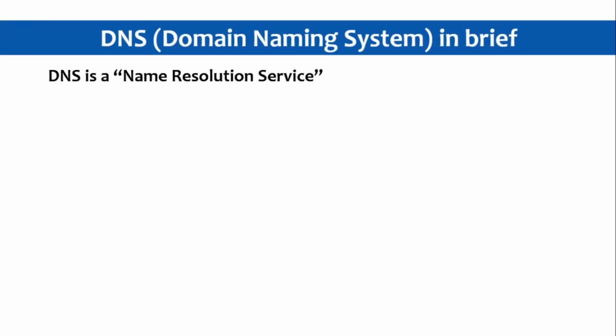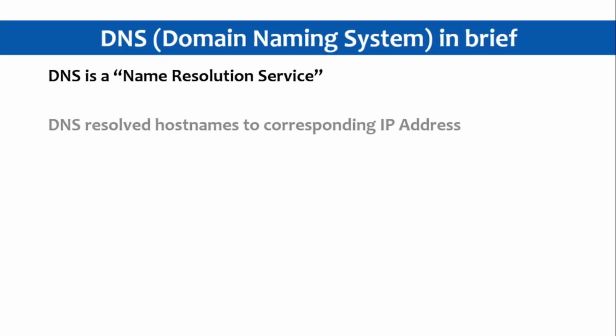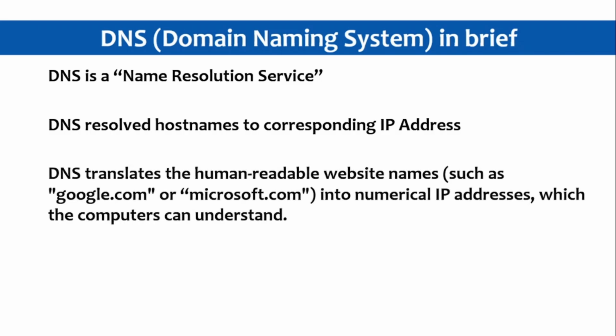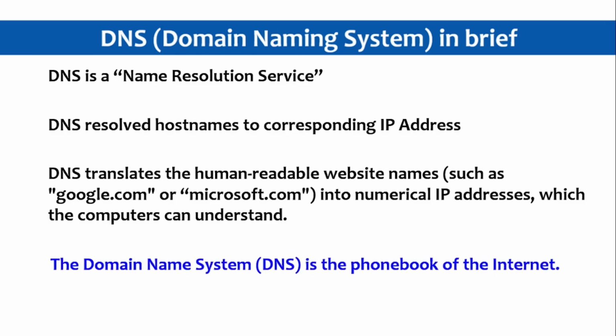So DNS is a name resolution service. DNS resolves, say, host names to corresponding IP addresses. So DNS translates human readable websites such as Microsoft.com or Google.com into numerical IP addresses which the computers can understand. And last but not the least, we can say DNS is a phone book for the internet.